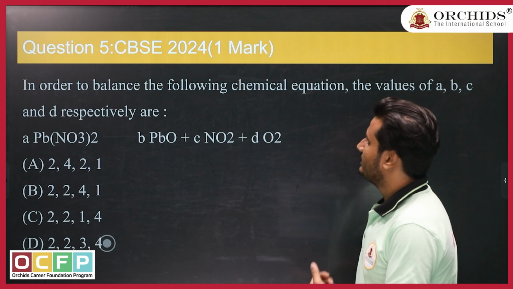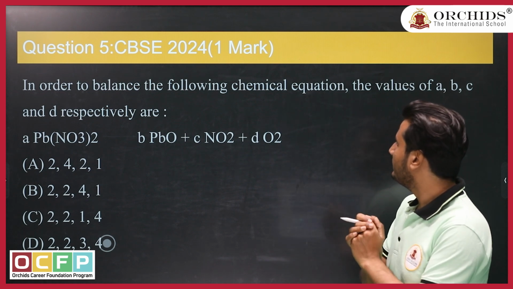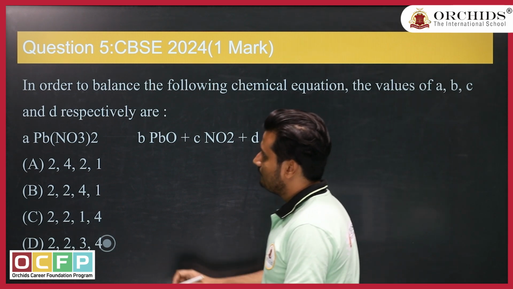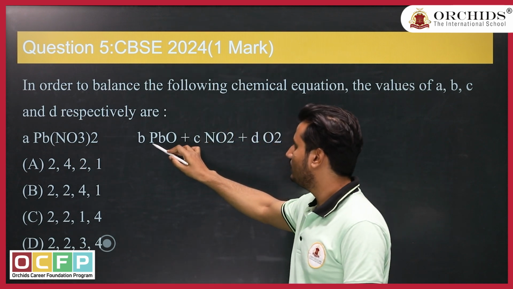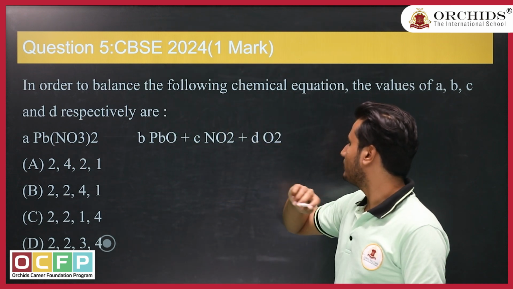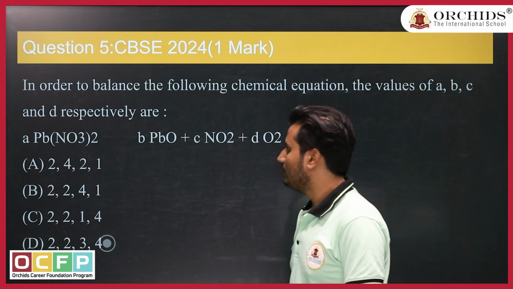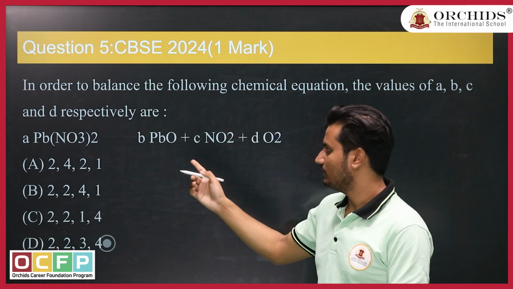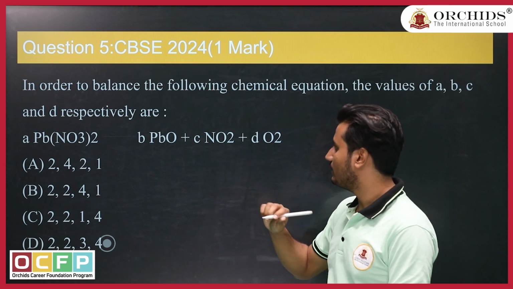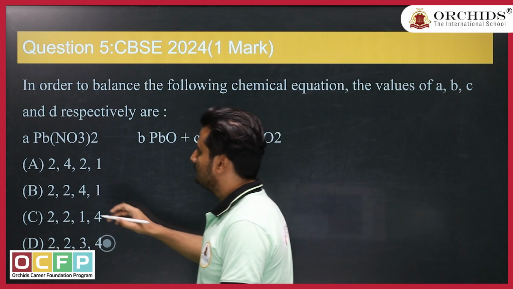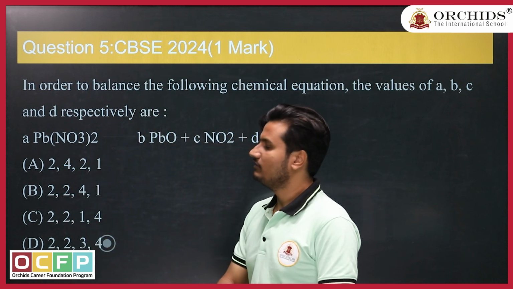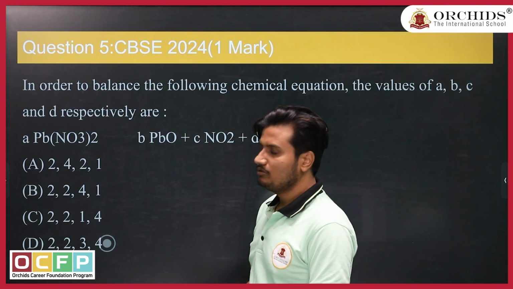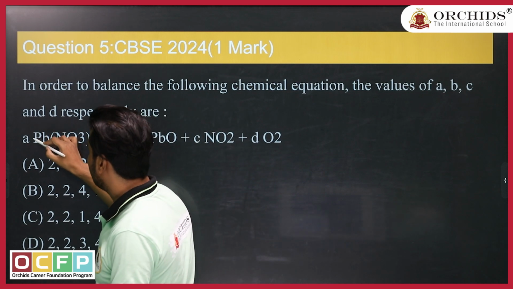Alright, so this is also a balancing question. In order to balance the following chemical equation, the values of A, B, C and D respectively are. We have an equation where lead nitrate is decomposing into lead oxide plus nitrogen oxide, and oxygen is released. So we have to balance all the elements and the number of atoms on the reactant side as well as on the product side. Now look over here, all options contain the first coefficient A as 2 only. So one thing is sure, that A is 2.